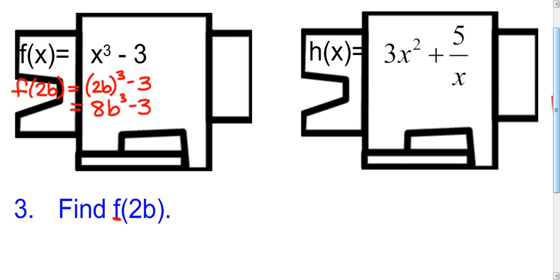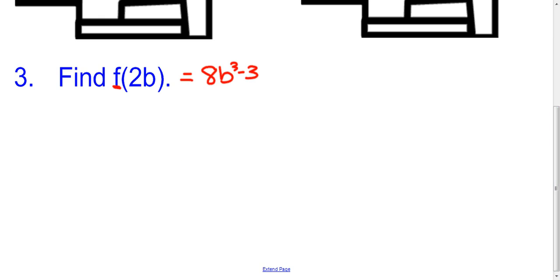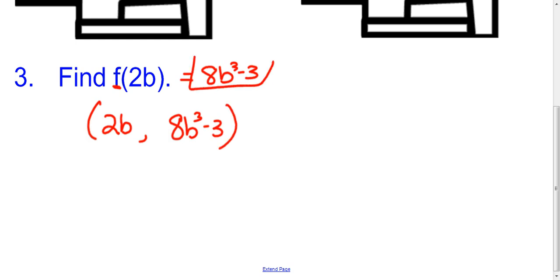And that's all that I can do. I can't simplify that anymore, so I get 8b cubed minus 3. And if you want to record this as a coordinate, your input would be 2b, your output would be 8b cubed minus 3. Okay? But this would be your answer. Okay?